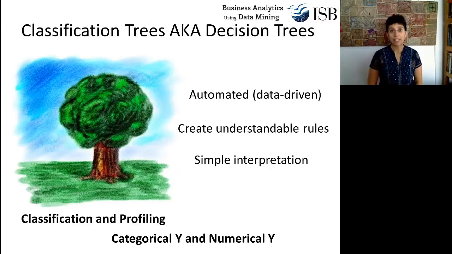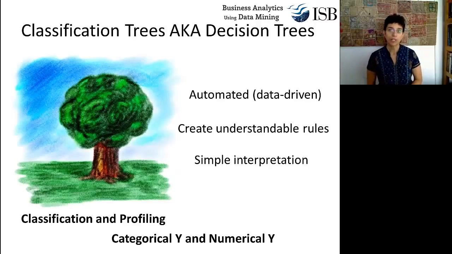First of all, they're automated and data-driven, similar to k-nearest neighbors and naive Bayes. But in contrast to those two methods, trees create understandable rules and are therefore not black boxes. They allow us to actually understand how the inputs affect the output, which inputs and how they affect the output. And also, they're very easy to interpret and therefore useful for presenting to upper management.